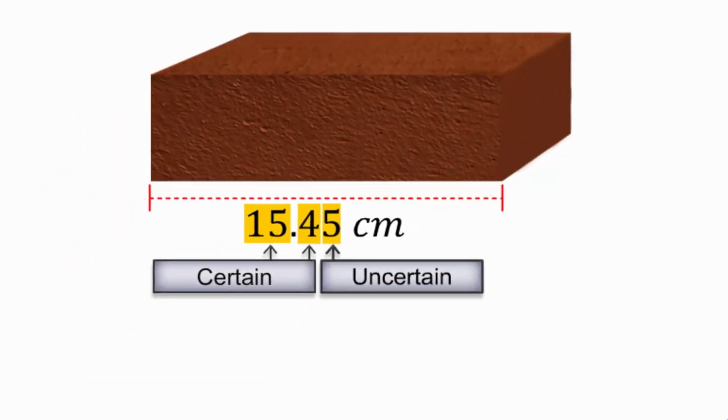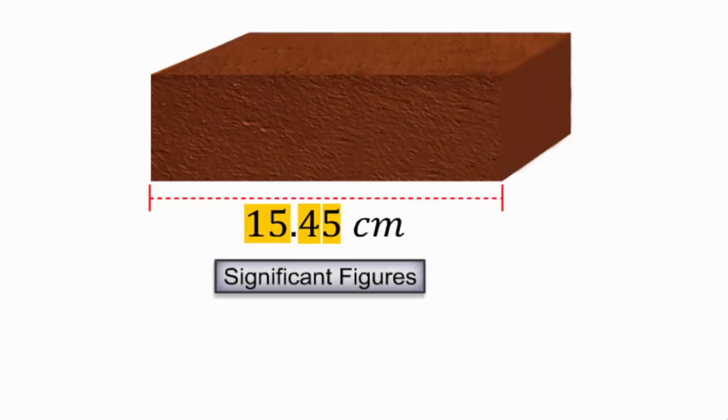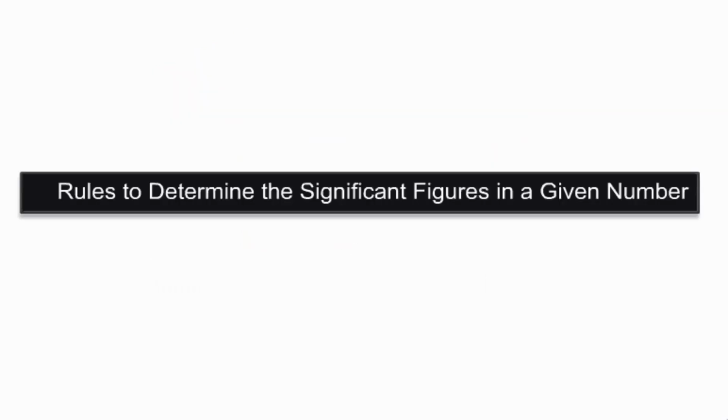The values of many measurements in real life are decimal numbers. Digits in decimal numbers can be categorized as certain and uncertain. The number of digits in a measurement which are certain, plus one additional digit which is uncertain, are together known as significant figures. There are rules to determine the significant figures in a given number.